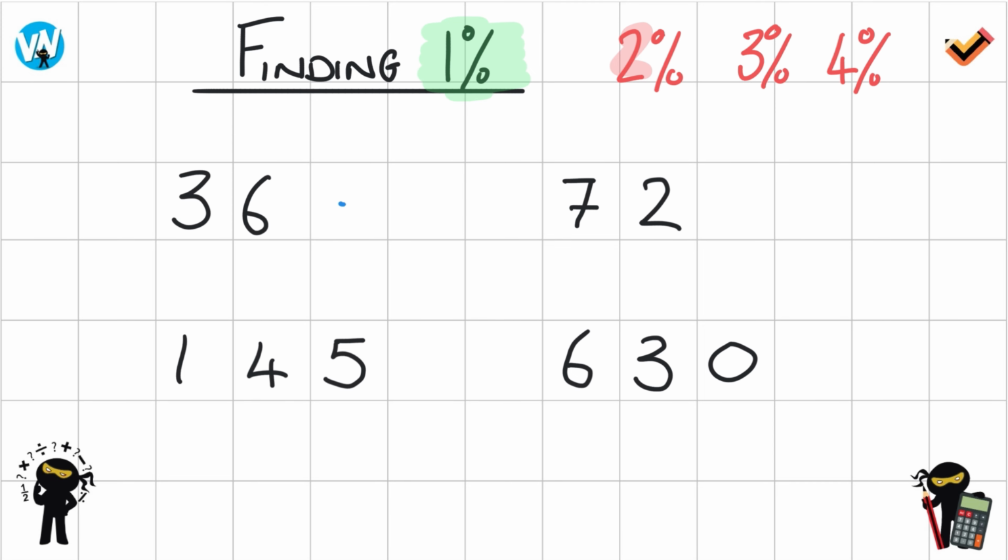So if we've got 36, we would just go decimal, decimal, and move everything, divide by 10, divide by 10. So the 3, we're going to move 2 columns to the right. So the 3 would go 1 column, we skip the decimal, so the 3 is going to end up in this column, and the 6 is going to end up here. So we would have 0.36. So that is what 1% of 36 is.